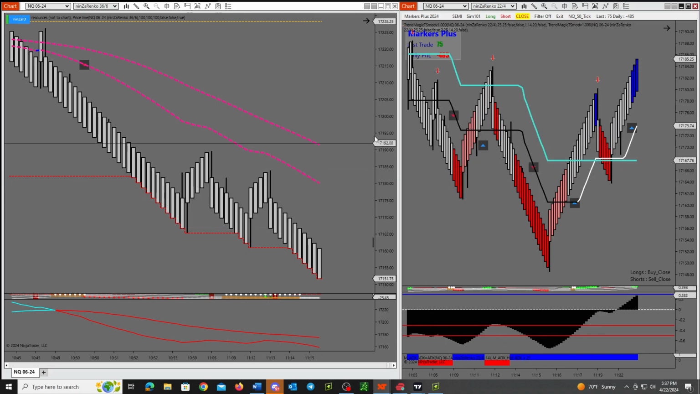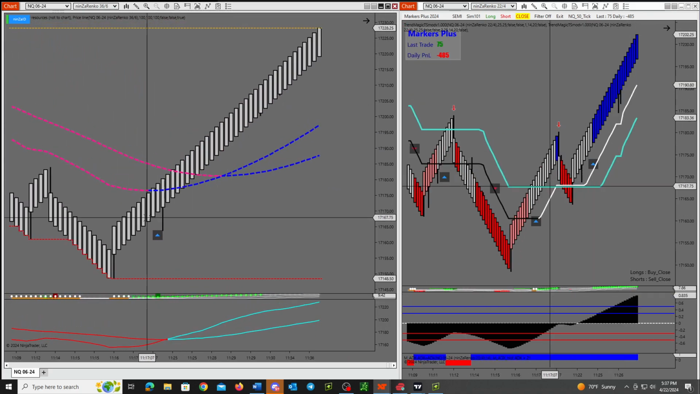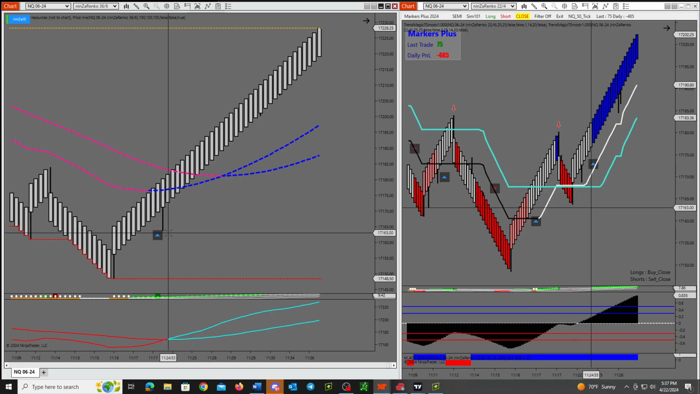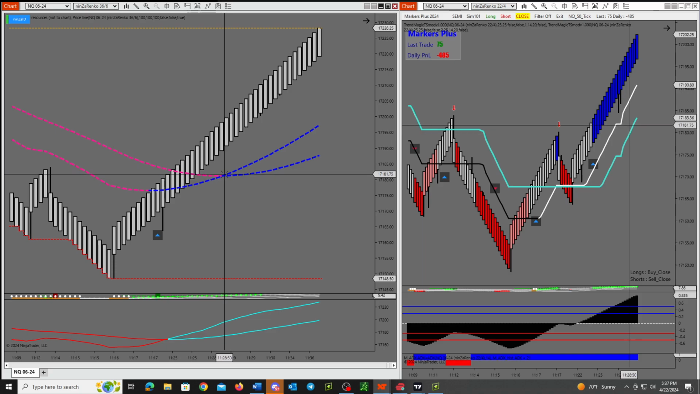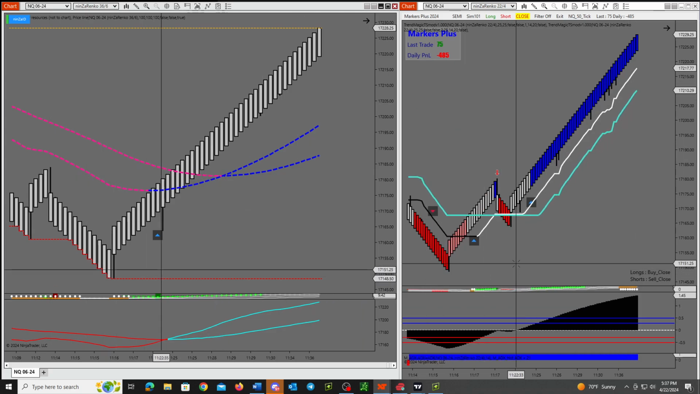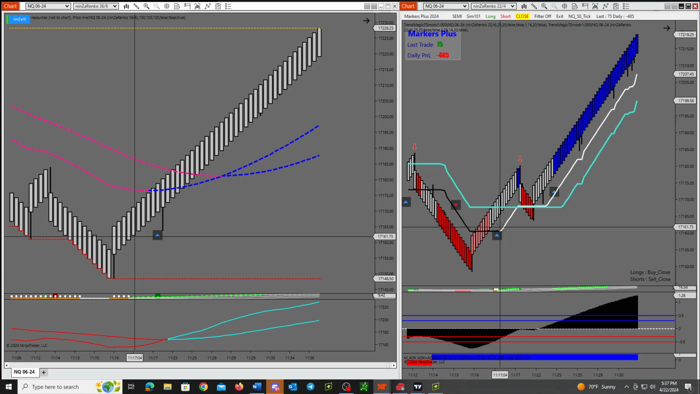So that's the bearish move down. Now we're starting to get bullish again. So we've got 1, 2, and we get a 3. We get a crossing here. So let's take a look at this first pullback.